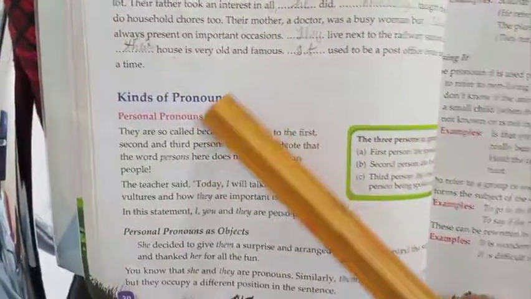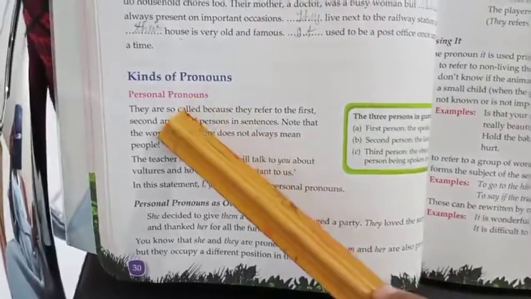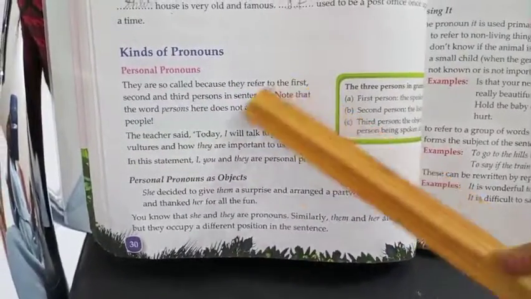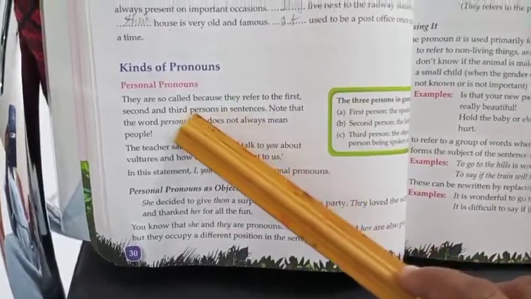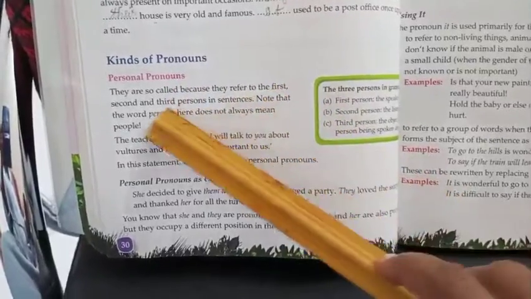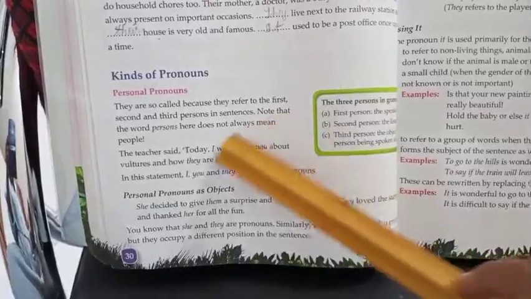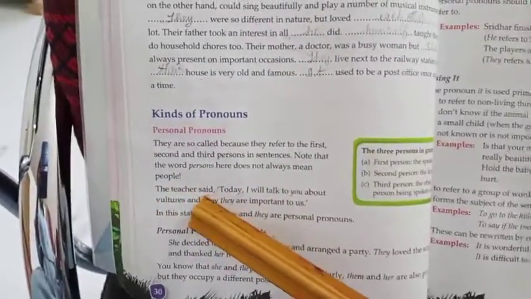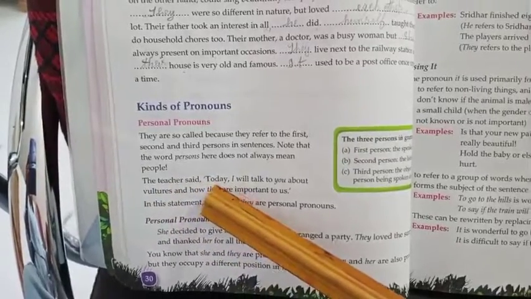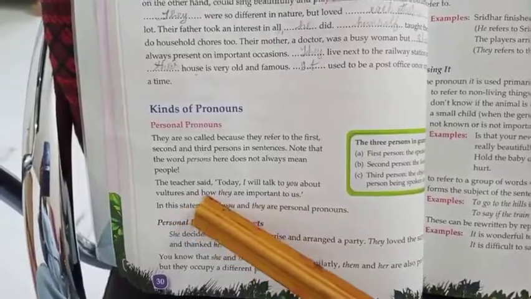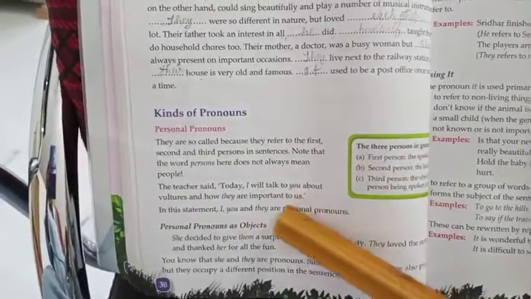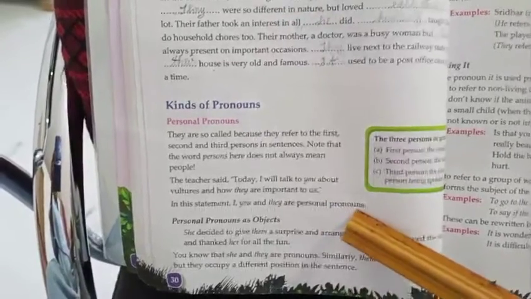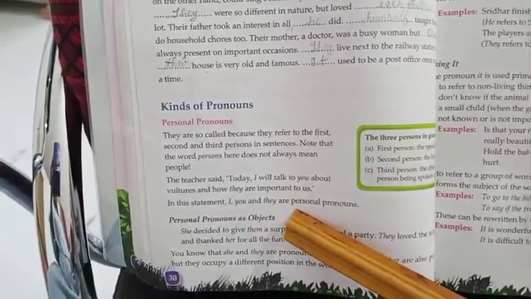So you just see the next, the kinds of pronouns. Different kinds of pronouns are there. Personal pronouns are called that because they refer to the first, second and third persons in a sentence. The personal pronouns have three categories: first, second and third. Note that the word persons here does not always mean people. So see the example: the teacher said, today I will talk to you about vultures and how they are important to us. In this statement, I, you and they are the personal pronouns.